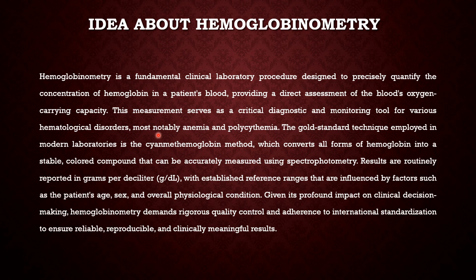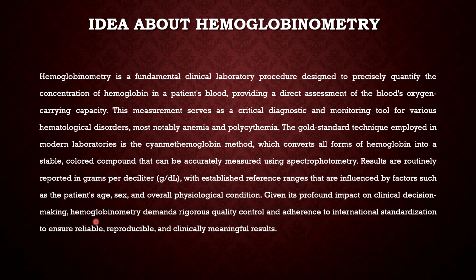We know that there are two major hematological disorders. If the hemoglobin amount is low, the person is suffering from anemia, and if the hemoglobin level is high, then the person is suffering from polycythemia. So it's a good diagnostic tool which helps us to identify whether the person is suffering from anemia or polycythemia or not suffering from any problem.